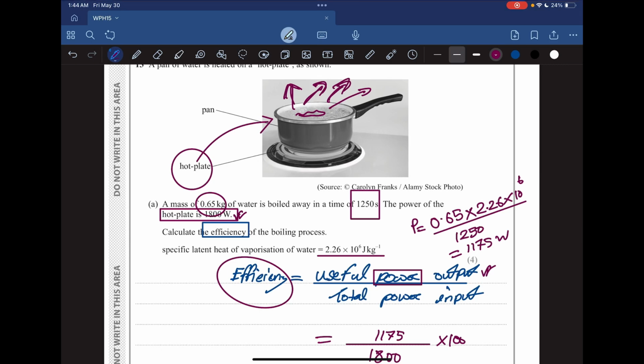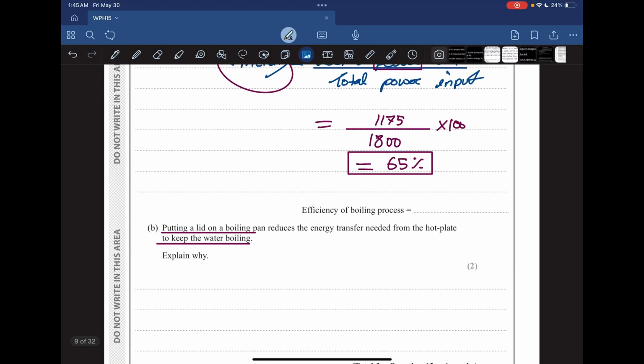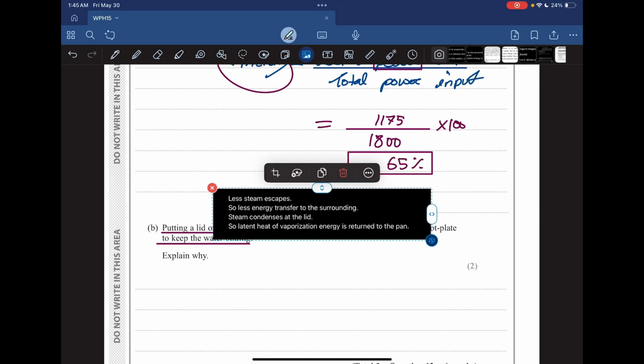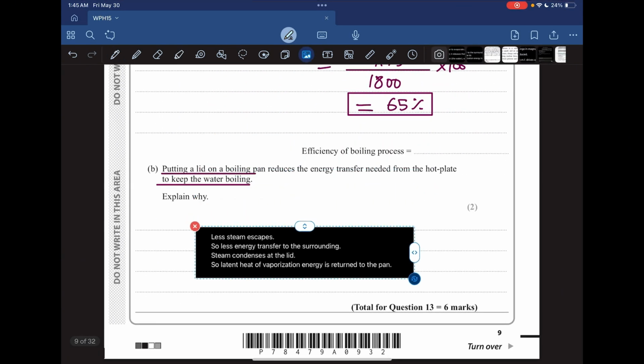They have turned into gas and they would have basically escaped. But if there is a lid right here, they won't be able to escape. And this is the answer that we will have to write. So basically this is going to be our answer: when you put a lid, less steam actually escapes, and so less energy is transferred to the surroundings, because less vaporized gas is going to the surroundings.